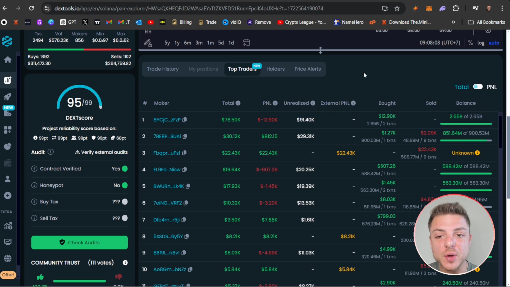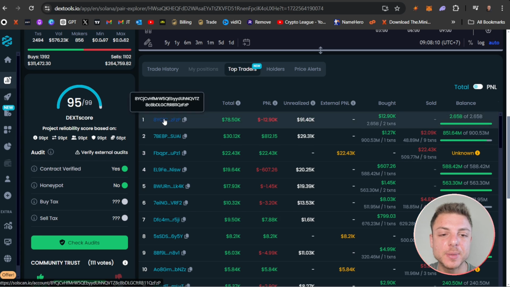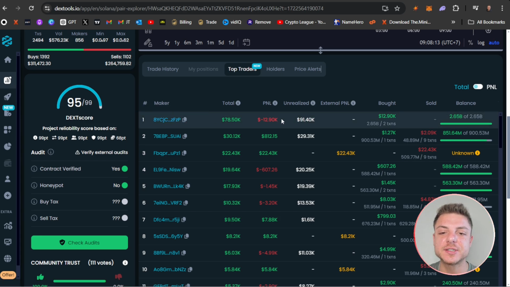But when we are copy trading, we're not actually going to be able to copy trade and analyze a lot of these wallets that haven't actually realized all of their profits.